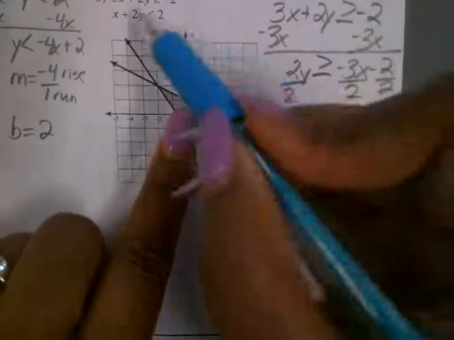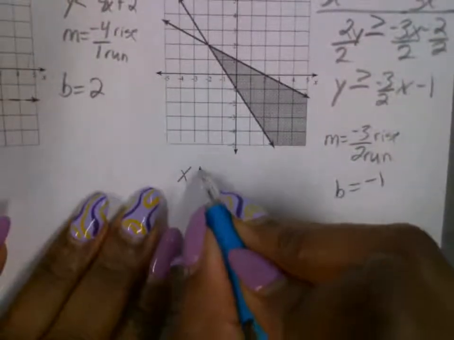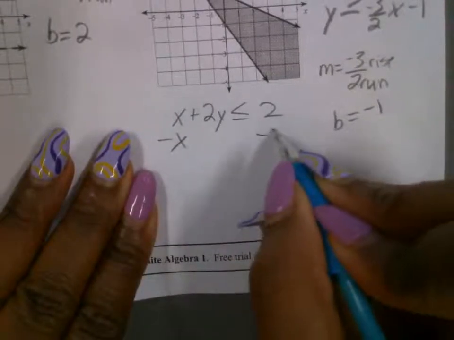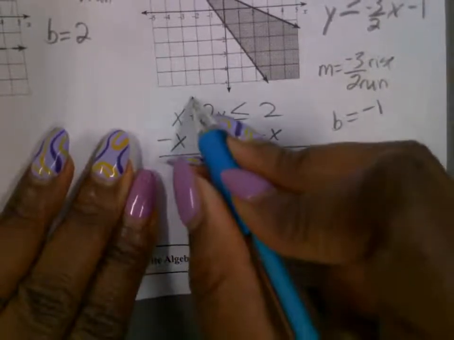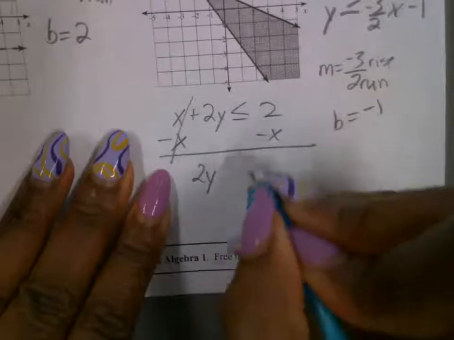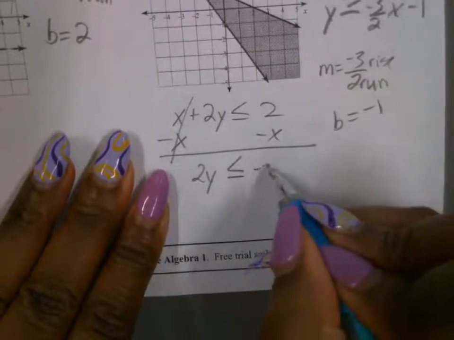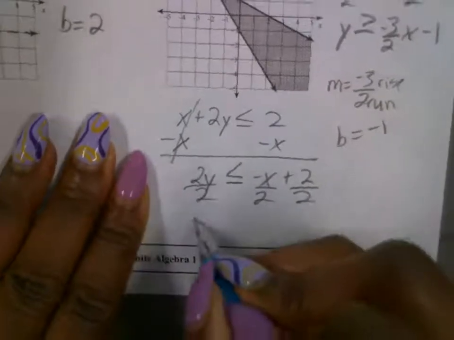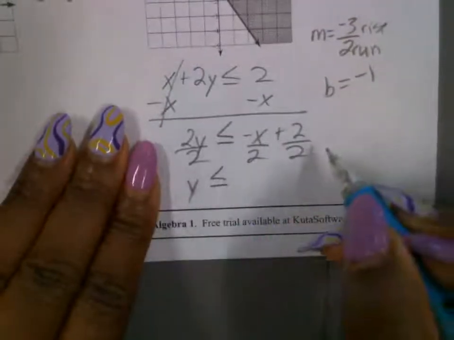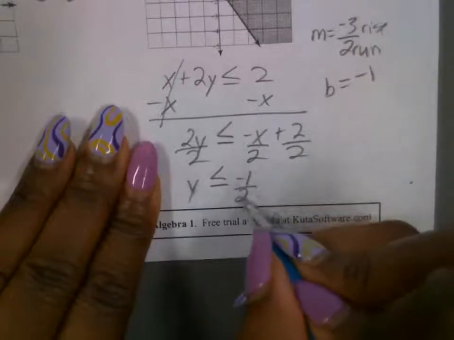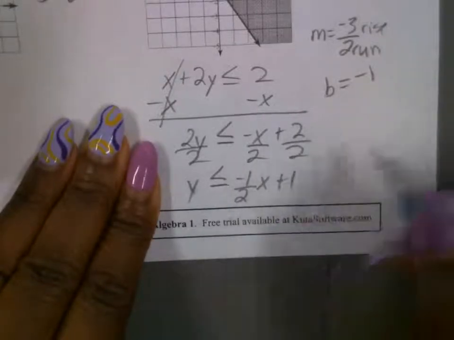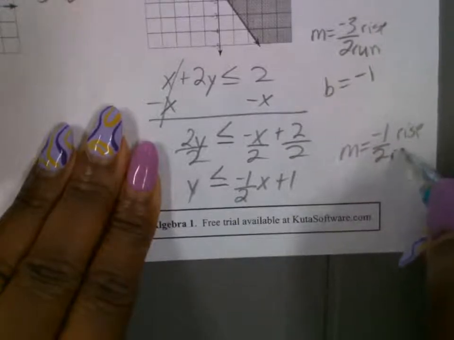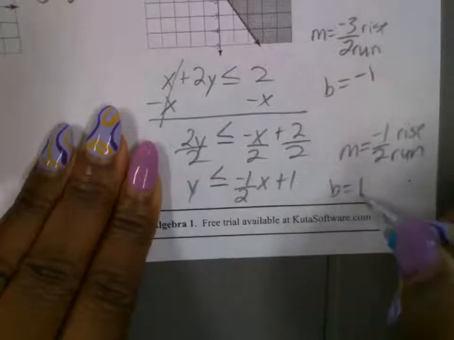The second equation, I write in slope-intercept form. I subtract x on both sides. This is gone. I get 2y. Bring down the less than or equal to negative x plus 2. Divide everything by 2. This gives me y less than or equal to negative 1/2 x plus 1. So your m is negative 1 over 2, rise over run, and your b is 1.